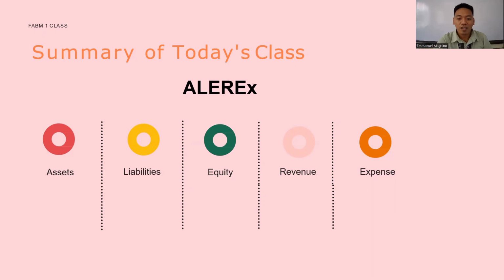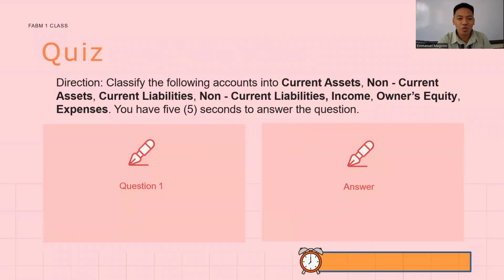Okay. So now for your quiz, you are going to classify the following accounts into current assets, current liabilities, non-current liabilities, income, owner's equity, and expenses. You have 5 seconds to answer each question. Are you ready? You may prepare a pen and paper. Number 1 question, merchandise inventory. You have 5 seconds. Go.